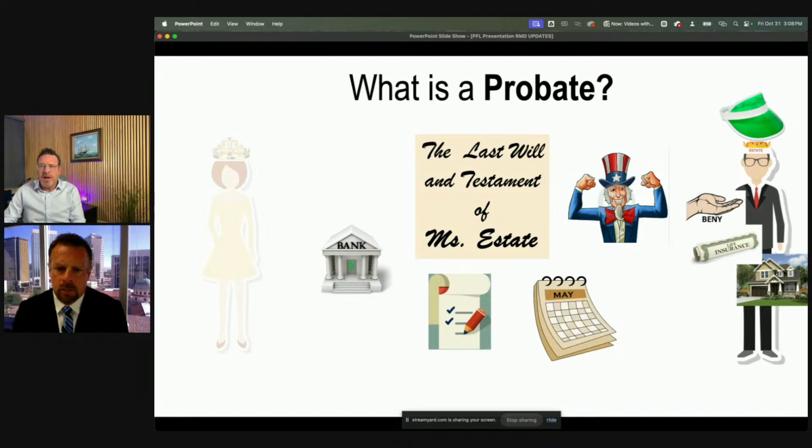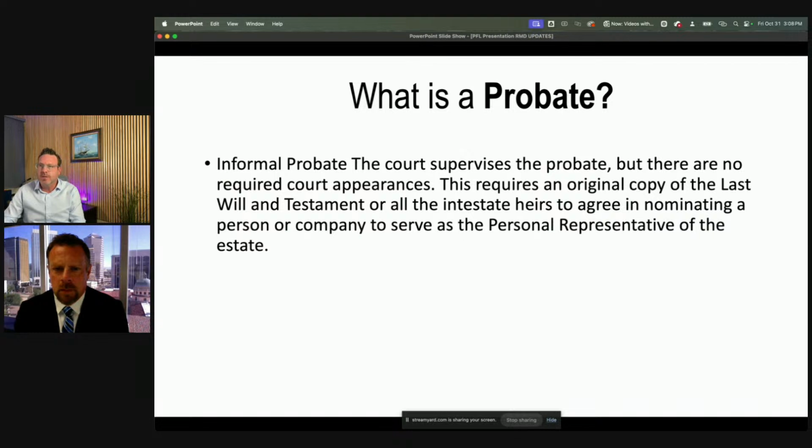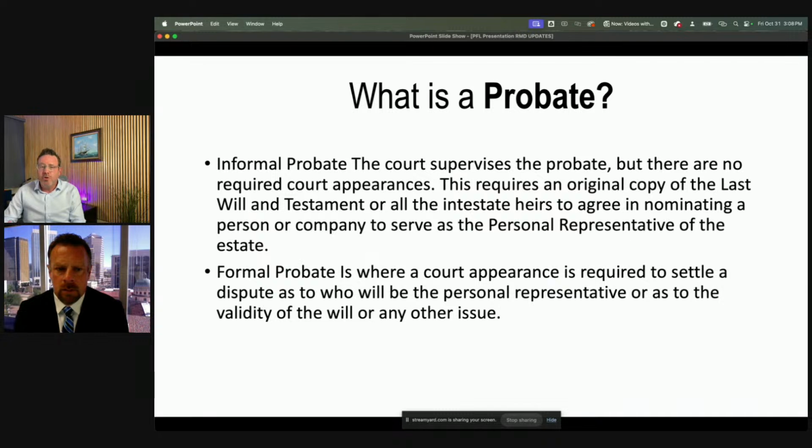And the reason we hear bad things about it is because it can take quite a bit of time. So we generally like to avoid this. Now, if it's after the fact, if there's assets in the name of the deceased, this is the process to collect them. So we can do an informal probate if everyone's in agreement. Formal probate, if we don't have all the kids in agreement, then we have to have a hearing, which is called a formal probate.